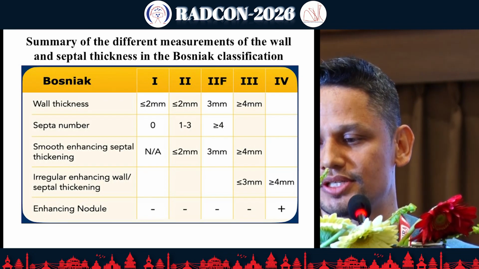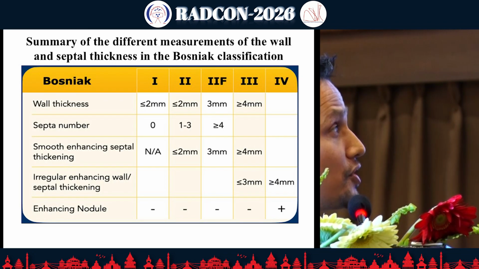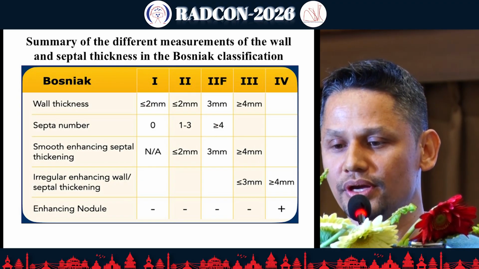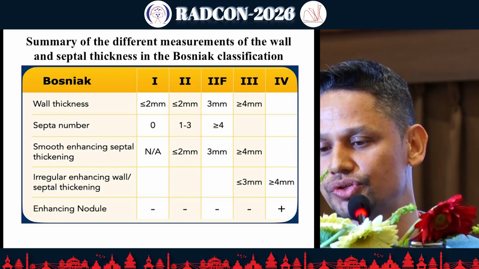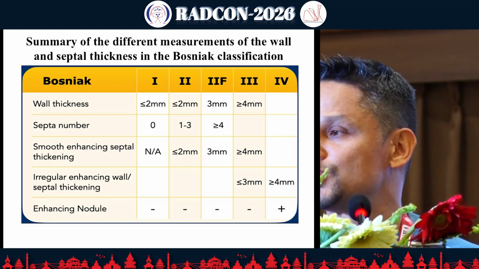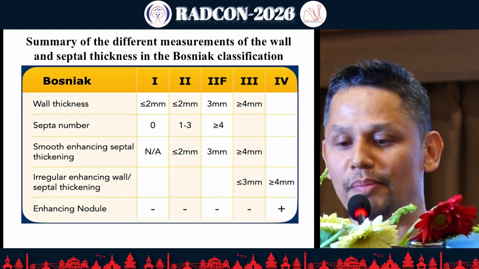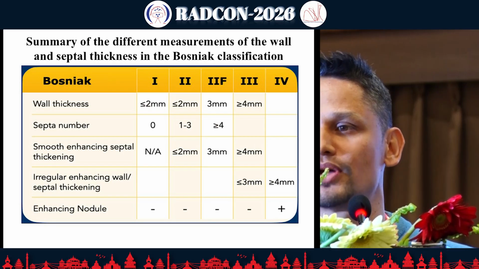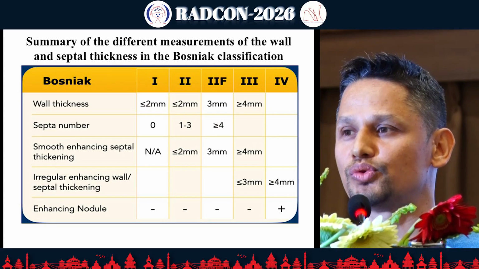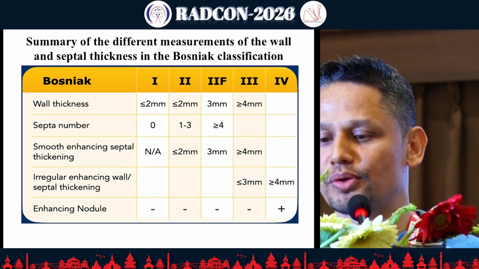So this is the summary table, which gives the measurements of both septa and wall. If we look at 1, 2, 2F and 3, the thickness is respectively less than 2 mm, less than 2 mm, 3 mm, and 4 mm. As for the septa number, in class 1 there is no septa at all. In 2 and 2F, few, 1 to 3, and more than or equal to 4.